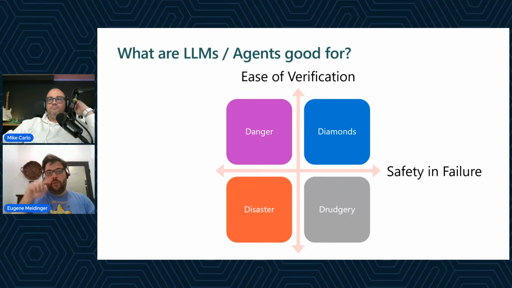If we go around clockwise, we get the drudgery. So stuff like commenting. Those are things where who cares if you screw up a comment? It's going to be annoying, but you're not going to get your numbers wrong. Yes. But if you want to validate all those comments, that takes a long time. And so the drudgery kind of tasks are things where it's safe to do, but it can take a long time to verify. If we go up to the top left, we have the danger zone.